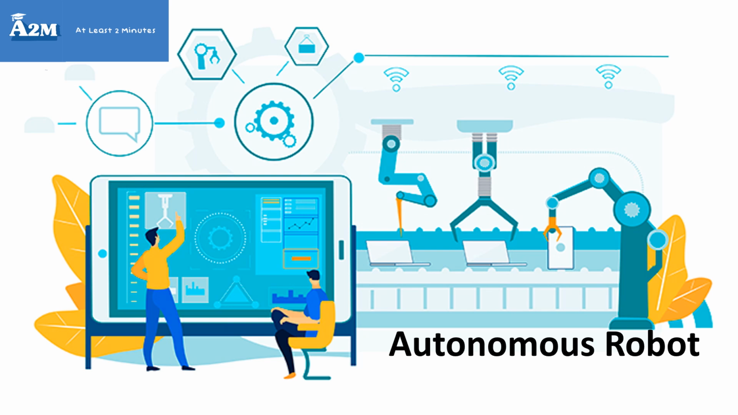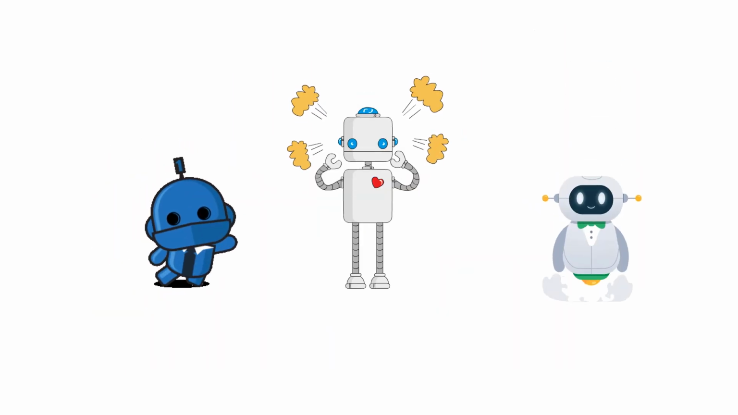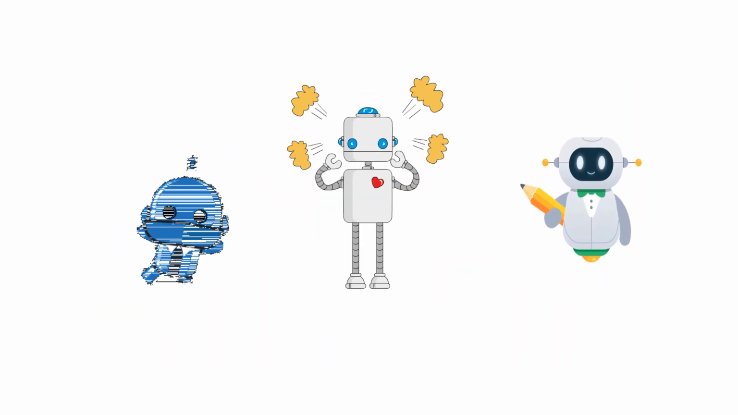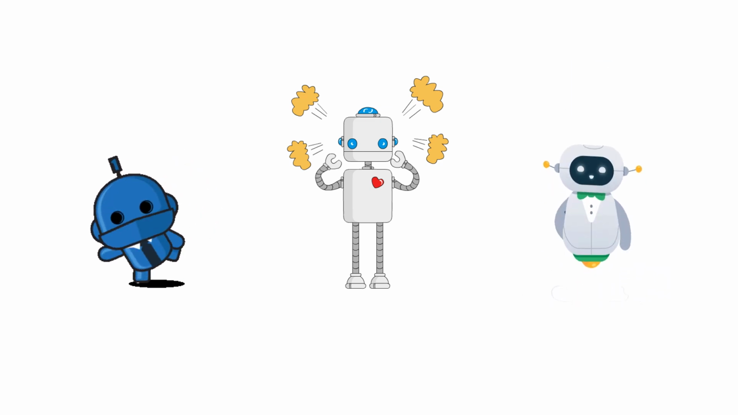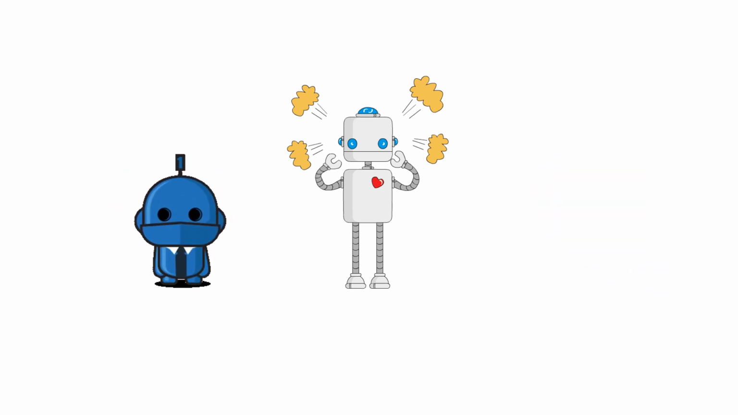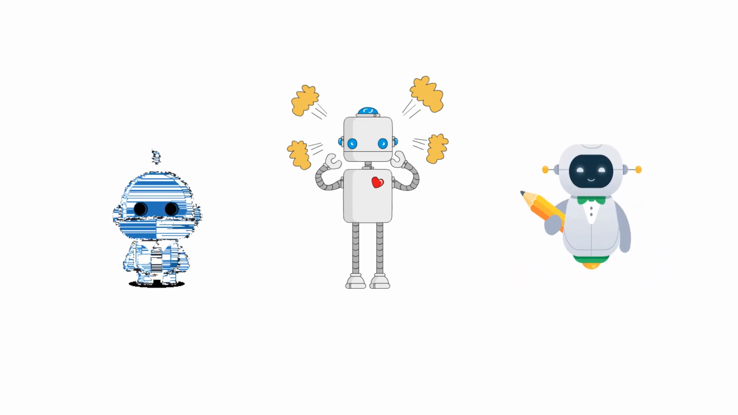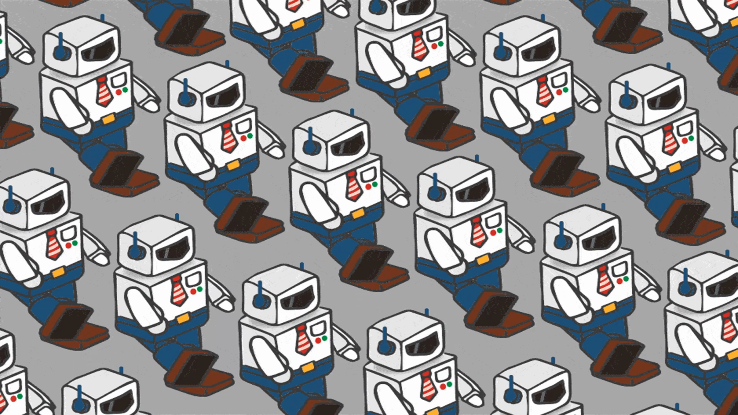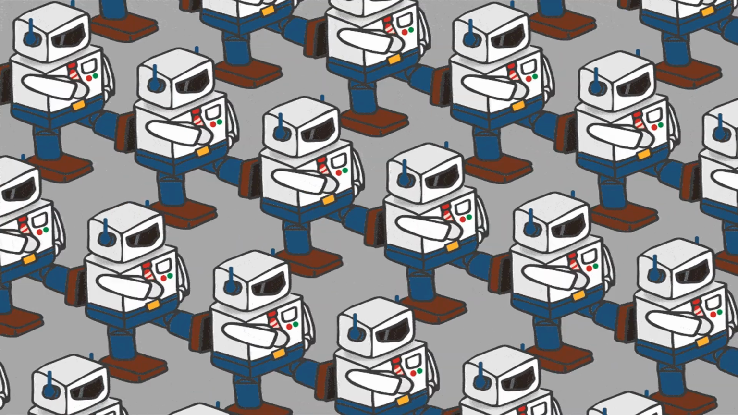Today we're going to talk about autonomous robots. In this video, we're going to talk about what autonomous robots are, how they help humans, what the advantages and disadvantages of autonomous robots are, and lastly, which companies use them. So, you might be thinking, what are autonomous robots?